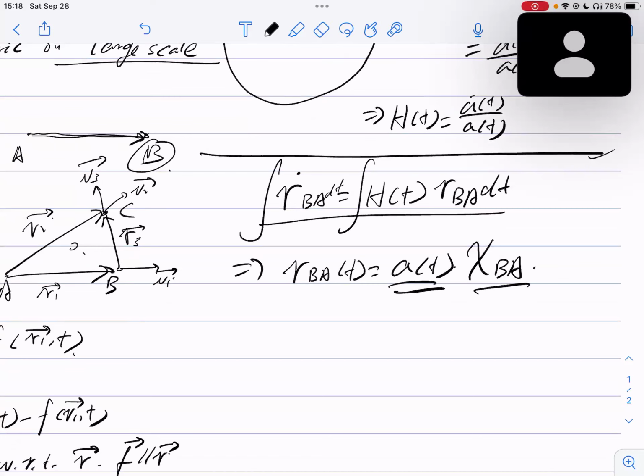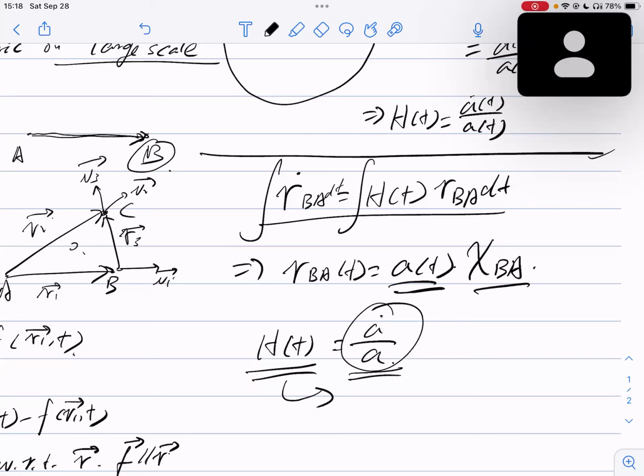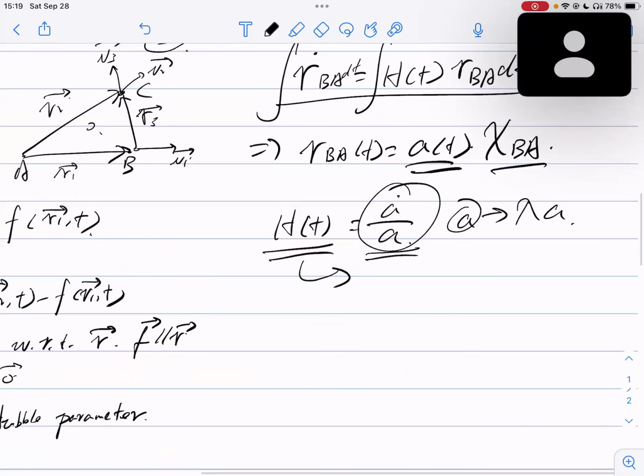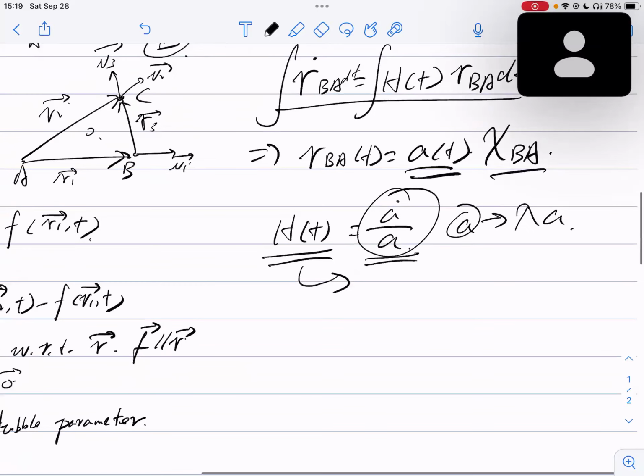Okay, so this H(t) Hubble parameter will be a dot over a. And this one is the parameter measuring the expansion rate. Notice that we only consider this a dot over a. So if you scale a to lambda a, the H(t) will not change. So this is just a renormalization factor. Okay. It can be chosen arbitrarily. Okay, so much for this.